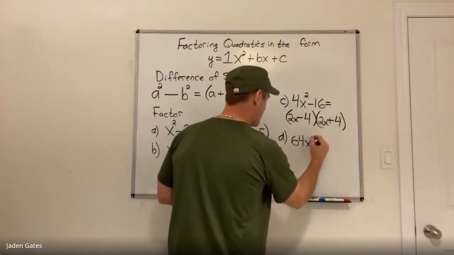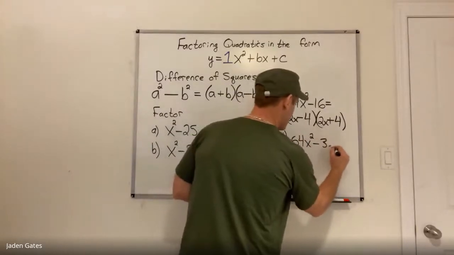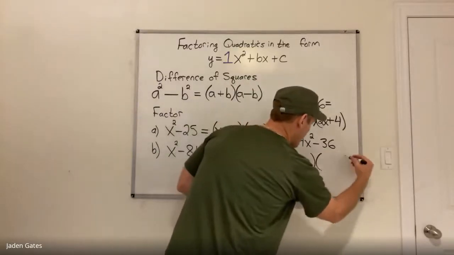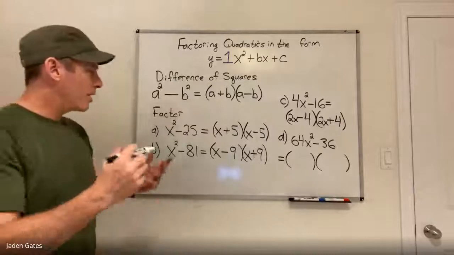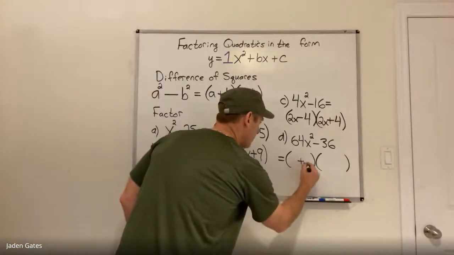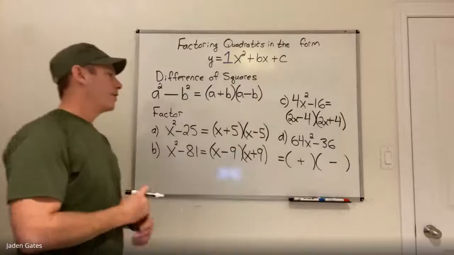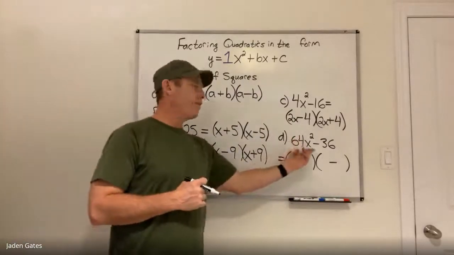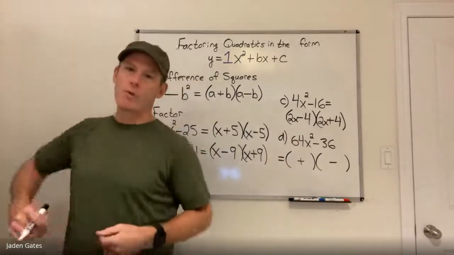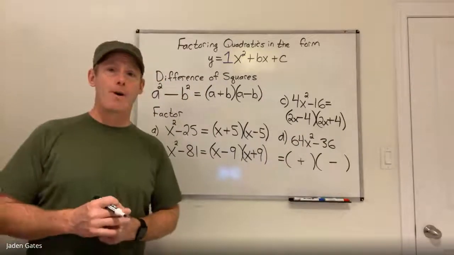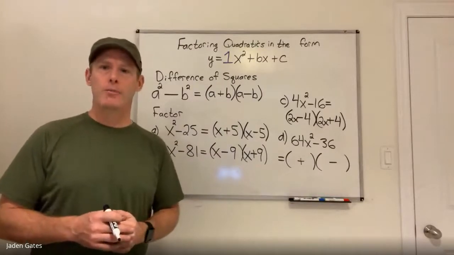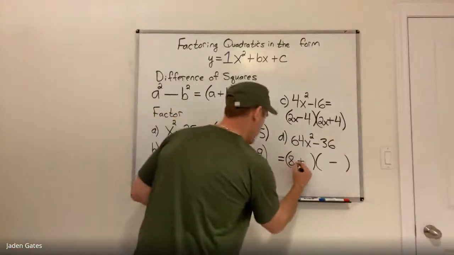64x squared minus 36. All right, so once again, there's my two brackets. Plus sign in one of them, minus sign in the other. All right, and so let's see here. 64x squared means I got to square root the 64. I got to square root the x squared. What happens when I do that? Both things. What would I end up with? 8x. First term, first spot.